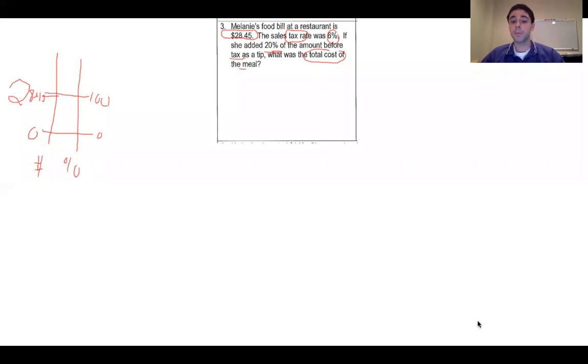Exactly. We're going to mark up the price by 6%. Excellent. So we move to 106, and that's going to be an unknown quantity X. Awesome. So how do we find the tip on a double number line?